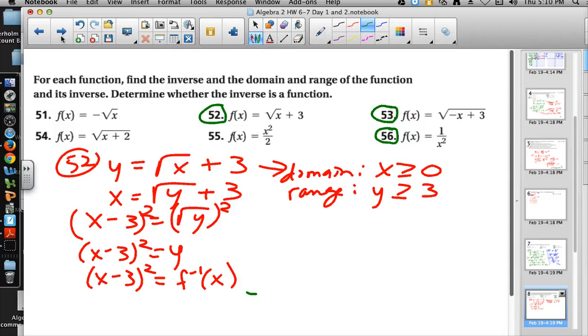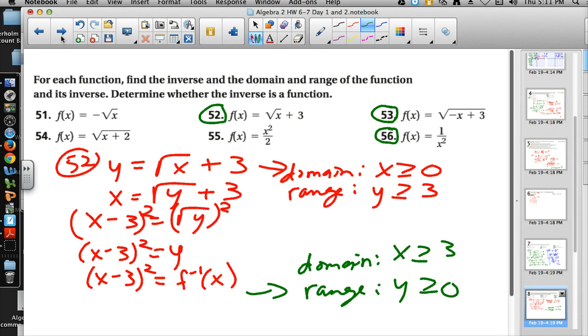So I go down to my inverse. And for my inverse, remember the domain and the range flip-flop. So my domain will be x is greater than or equal to 3. And my range will be y is greater than or equal to 0. And then definitely we'll have an inverse that is a function this time because we don't have that little plus or minus piece as we're going through there.